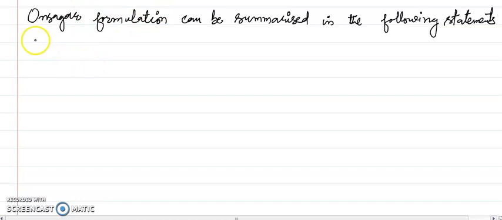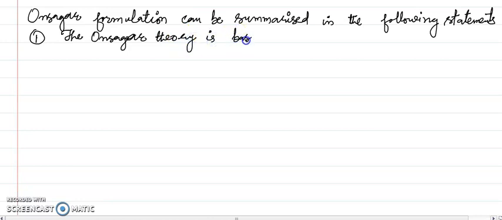The first statement is that the Onsager theory is based on the principle of microscopic reversibility.